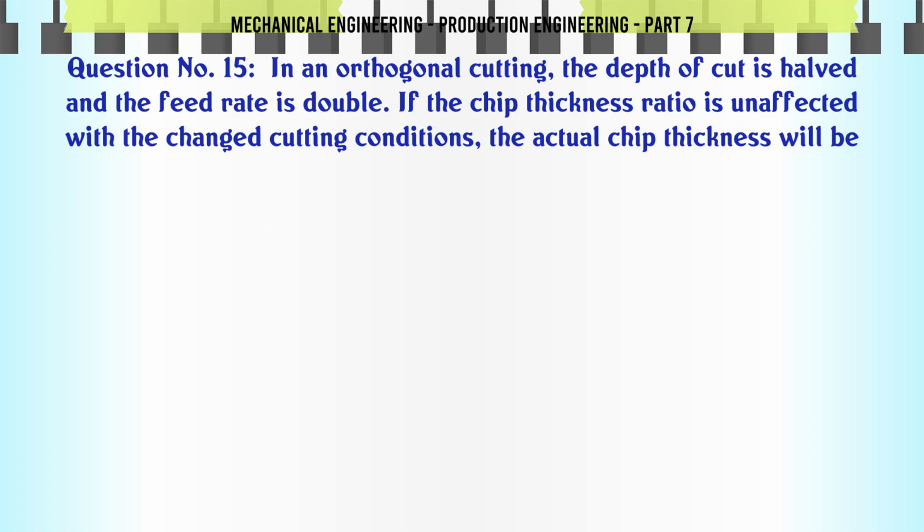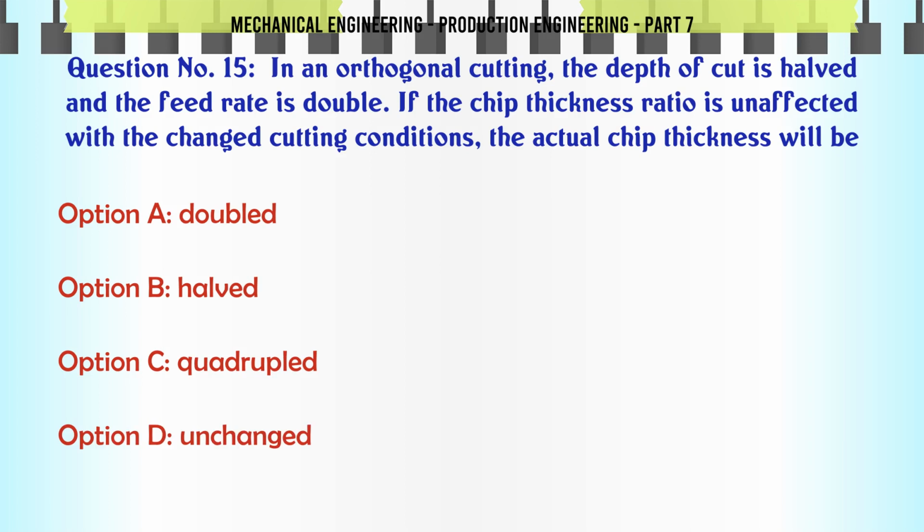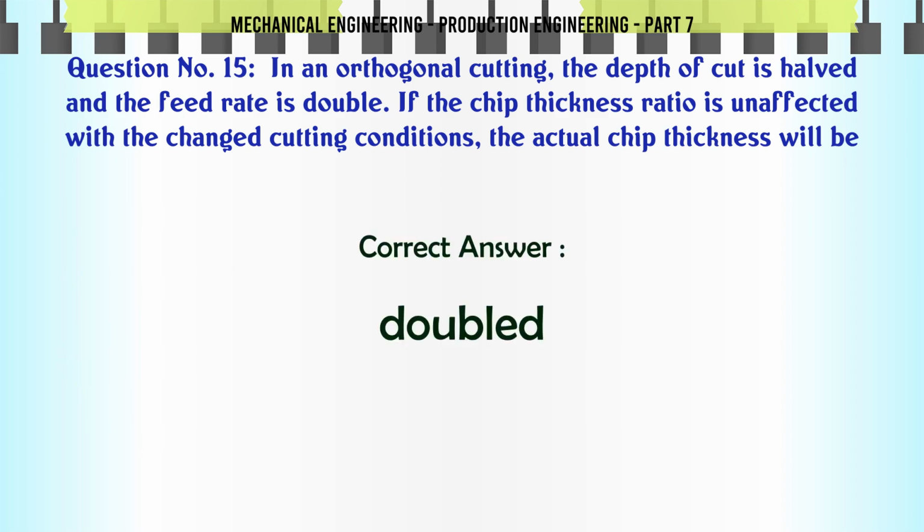In an orthogonal cutting, the depth of cut is halved and the feed rate is doubled. If the chip thickness ratio is unaffected with the changed cutting conditions, the actual chip thickness will be A) doubled, B) halved, C) quadrupled, D) unchanged. The correct answer is doubled.